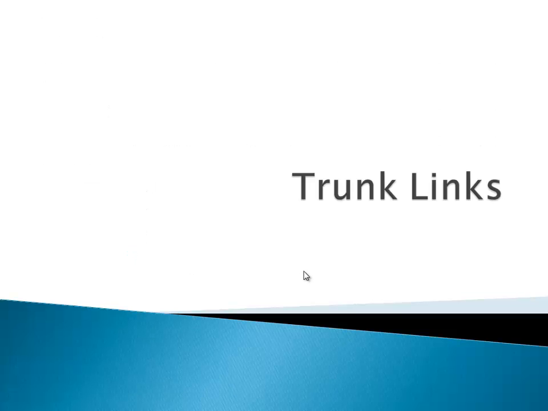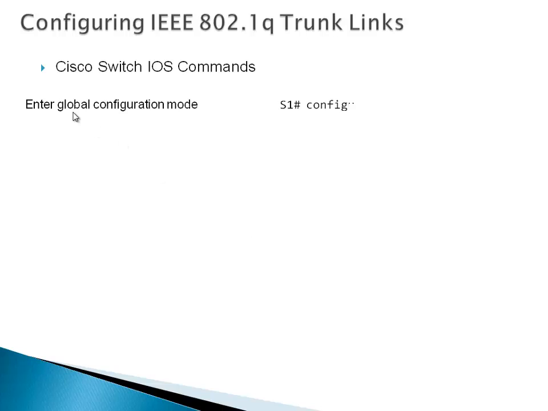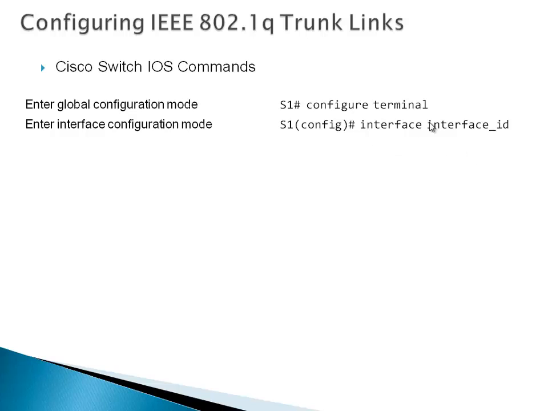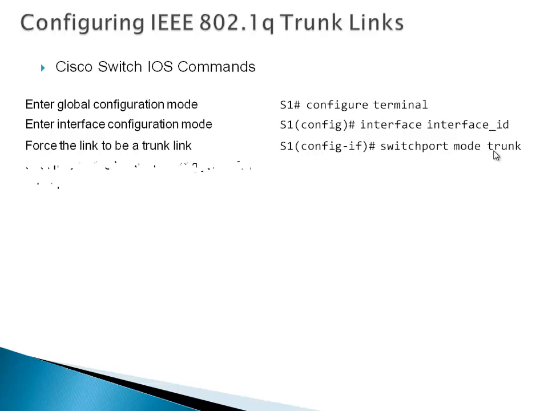Trunk links. Trunk links are between two switches, to carry different VLANs. First, to create the trunk link, we have to go to the global configuration mode. Once we're inside the global configuration mode, we access the specific interface configuration mode. And then we say switchport mode trunk. That's the command to make a trunk port.